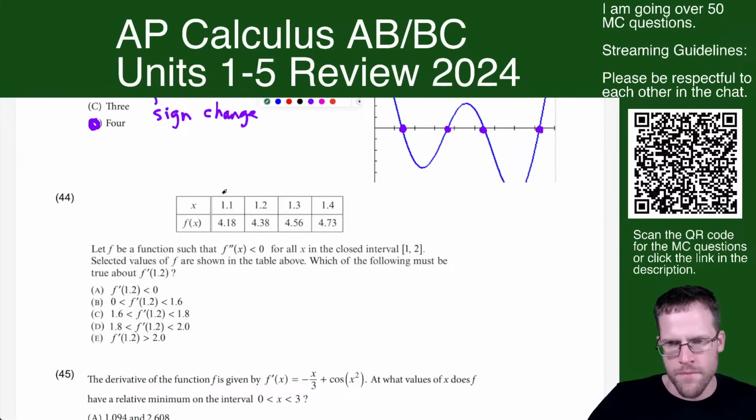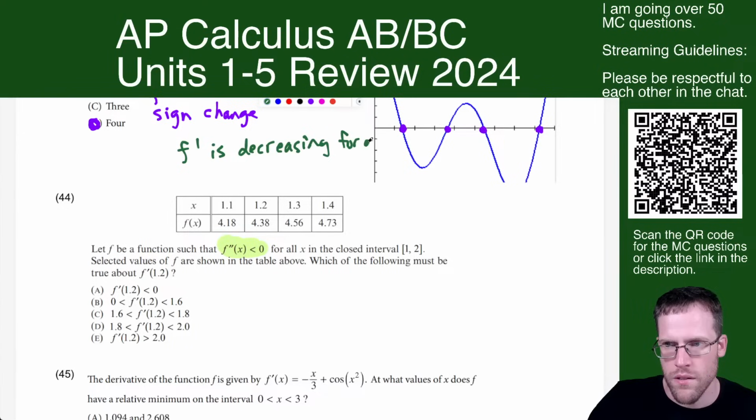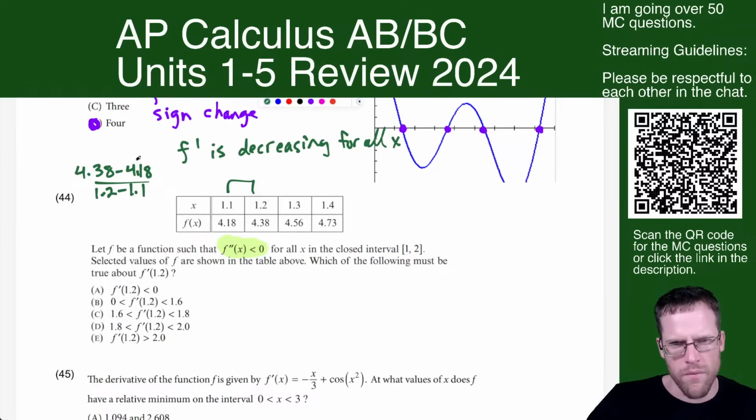So here, average rate of change. So f is a function such that f double prime is less than 0. So concave down. All right, concave down is telling us that f prime is decreasing. Okay, so f prime is decreasing for all x. So this is what's happening. If I find the average rate of change, I'm just going to go on a slope frenzy. I'm doing 4.38 minus 4.18 divided by 1.2 minus 1.1. And this is going to give us 0.20 over 0.1, and that gives us 2. So the slope here is 2.